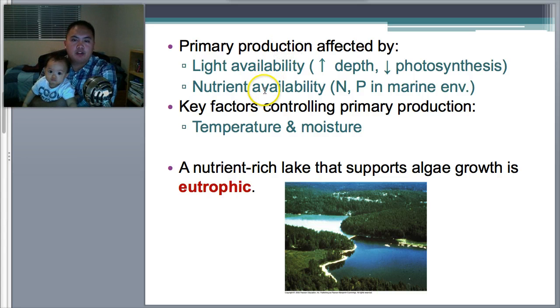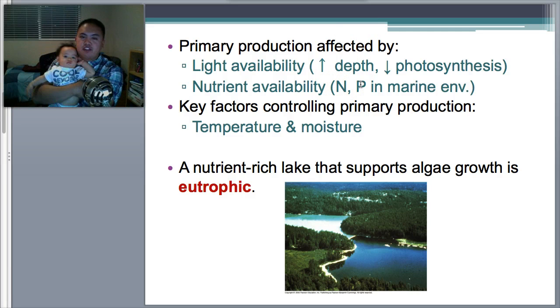And also in marine environments, it's affected by nutrients, like how many nutrients are available. If there's no nutrients, then there's no one to capture that light. This refers to nitrogen and phosphorus. So if there's no nitrogen and phosphorus, there's no primary production.